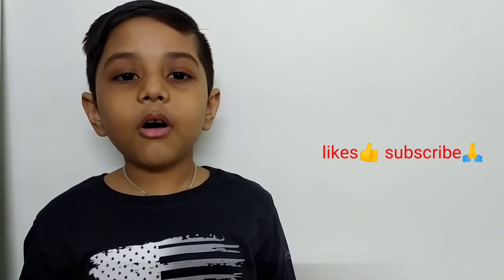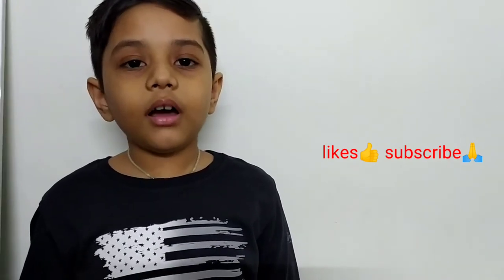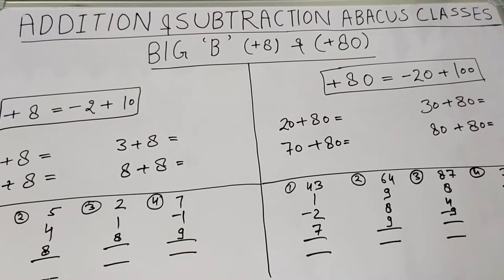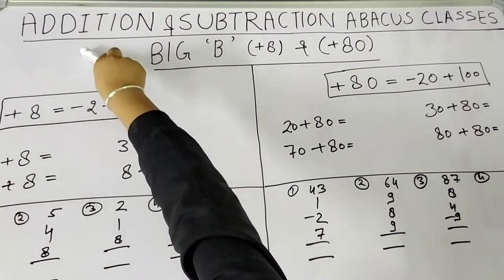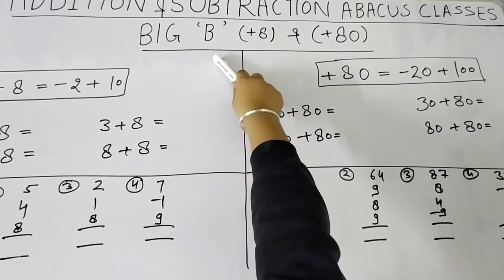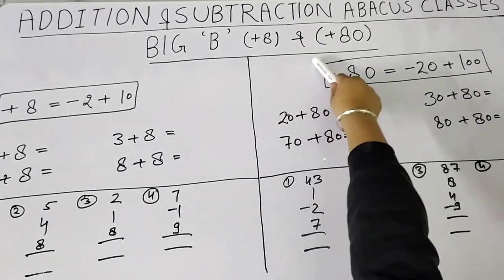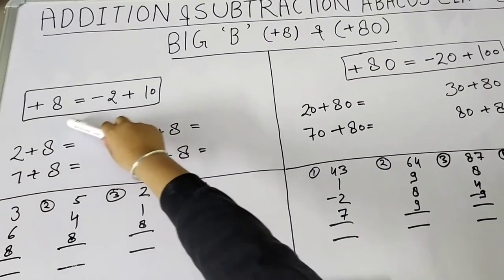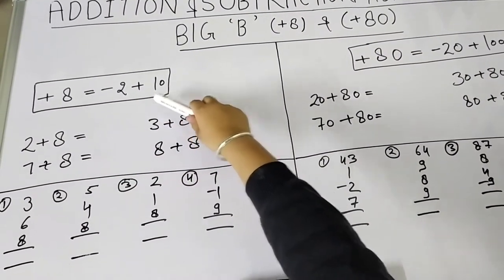Fractions with the help of the 8 big brother formula. Let's start the video. I'm going to start addition and subtraction with the help of big friend plus 8 and plus 80. Here is the formula of 8: plus 8 is minus 2 plus 10.